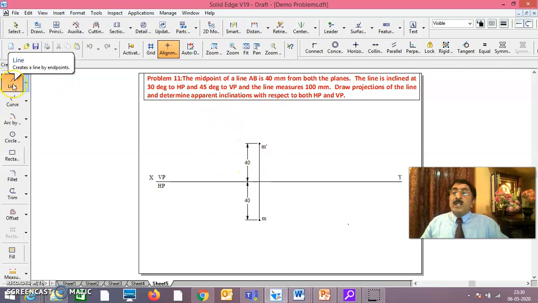Okay, in that way, what I'll do, first, in a line inclined at 30 degrees to HP. Now you see here, the line measures 100 mm. I can't draw this directly, because the midpoint is fixed, so one half I'll do this way, and one half I'll do this way. Now from M dash, you draw a line inclined at 30 degrees to HP, okay?